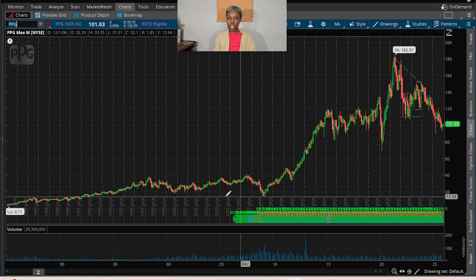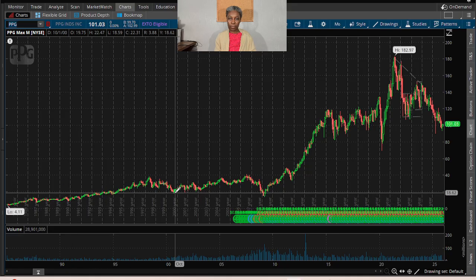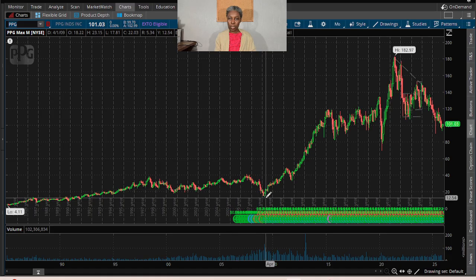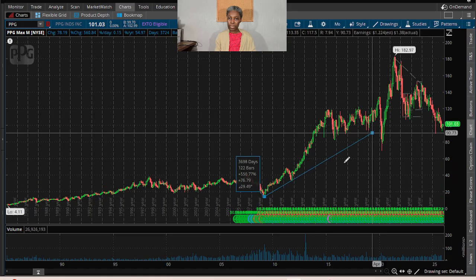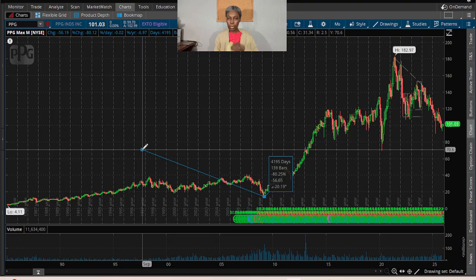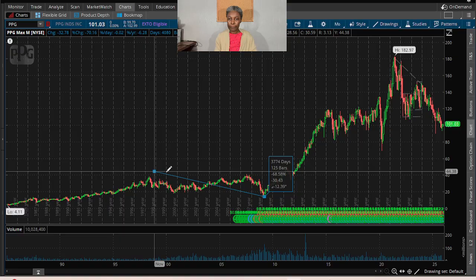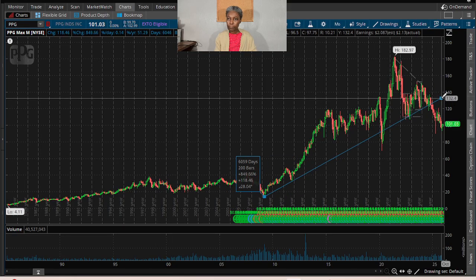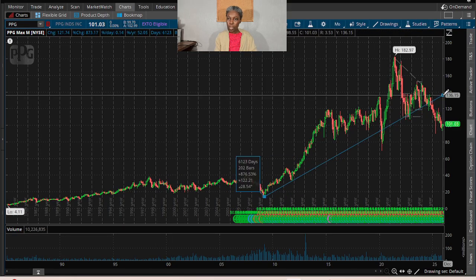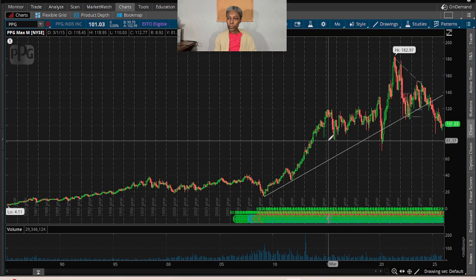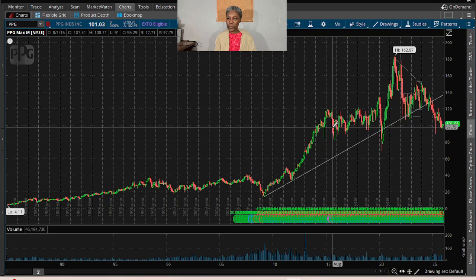So PPG, let's trace some lines here. If I trace this from here, it's going to be horizontal. Let's see this one. So this one, it went below it. So it seems to be respecting a horizontal line, and we do not buy on a horizontal valley line.